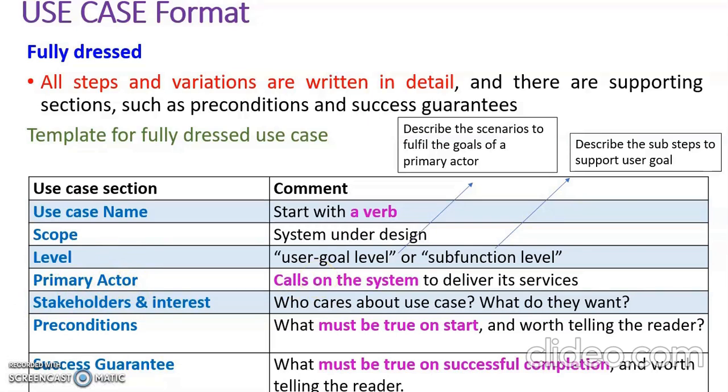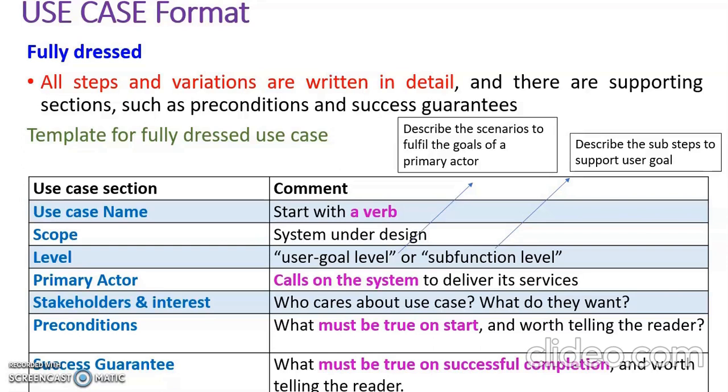For example, consider an ATM transaction. We can have a use case named withdraw cash. In withdraw cash, who can be the primary actor? Either the customer or the bank. We have to mention the customer, because the customer is the one who initiates the service, who calls the ATM system to withdraw the cash. Only if a customer needs to withdraw cash will the bank be involved. So the customer is the primary actor here. The primary actor is nothing but who will call the system to deliver the system services.